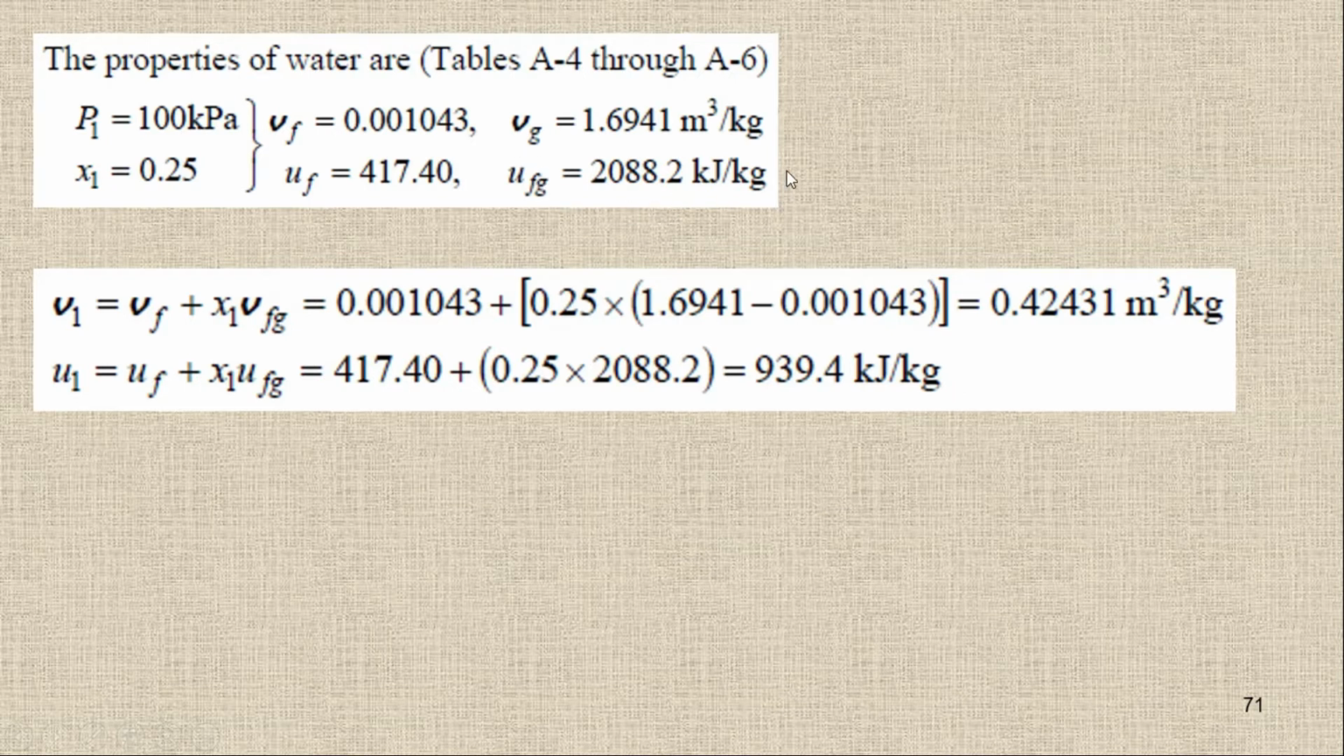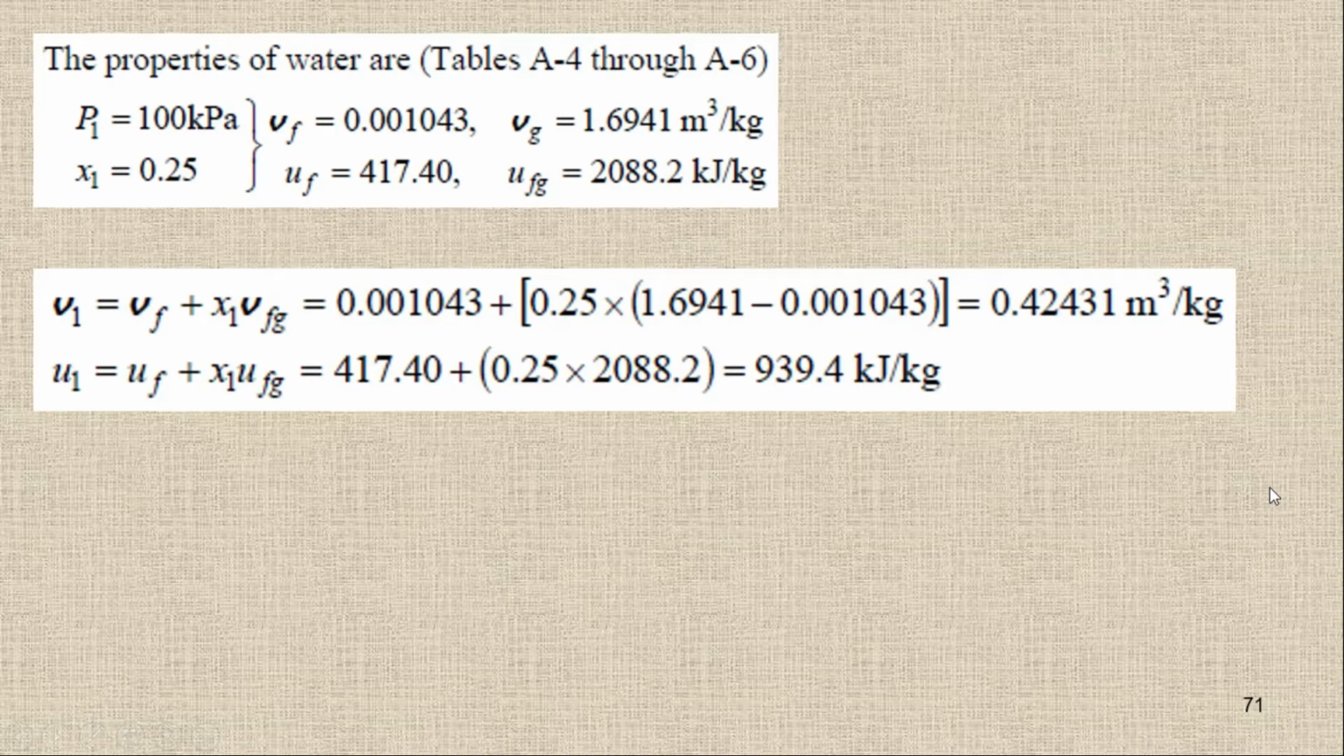Otherwise, if UG is given, then you can say that UFG is equal to UG minus UF, and then you have to perform one more step, and you have to find UG minus UF. Right now we have UFG. We have the direct value of the UFG. Simply by putting the values, you will get the U1 as well.